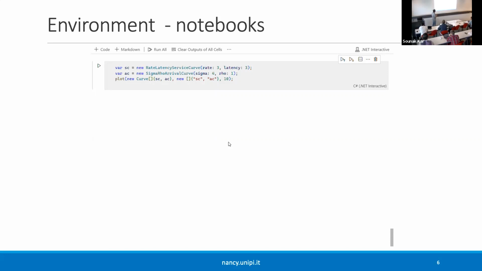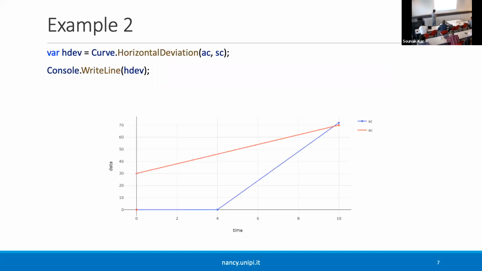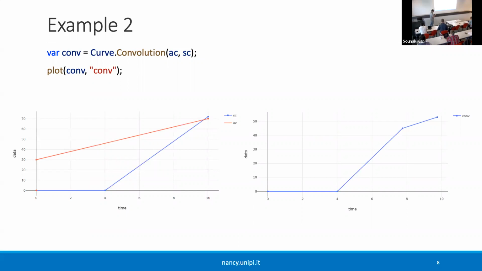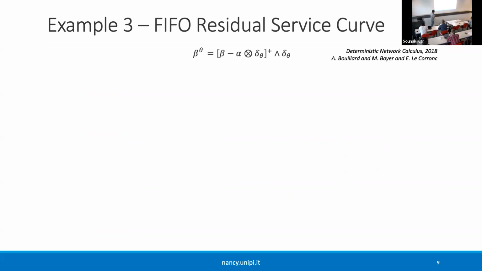But we can, of course, other than just plot them, compute something interesting, for example, the usual horizontal deviation, as in this case, or their convolution, which again is a curve that we can plot. Of course, these computations are simple because we're using simple curves, but we can use also more complicated examples. In the following, I will use some expressions from literature to show how they easily map into code.